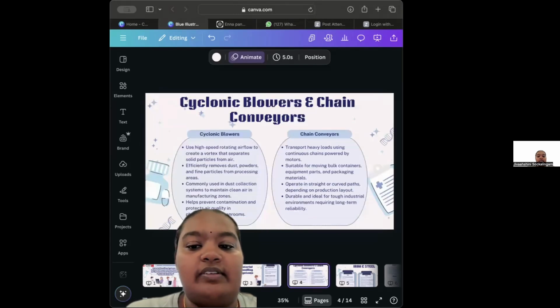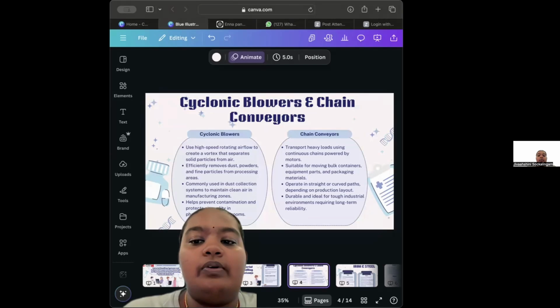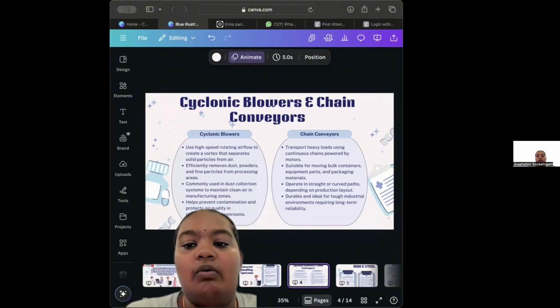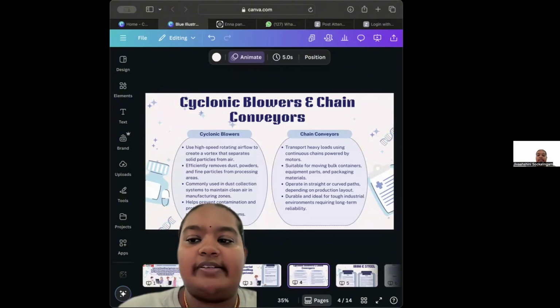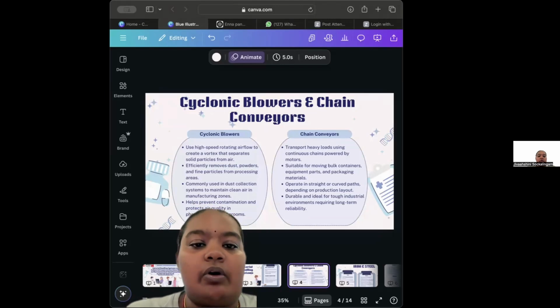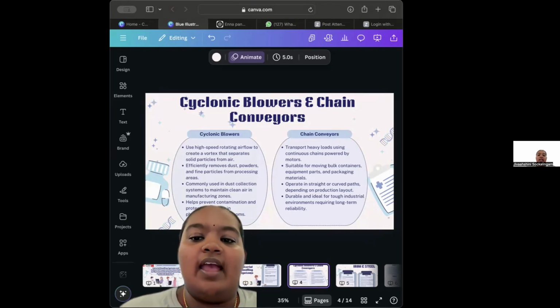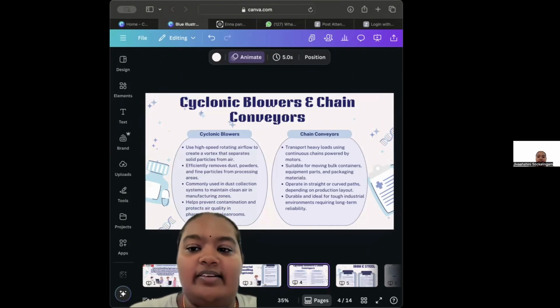So let's move on to the slide on cyclonic blowers and chain conveyors. We have two systems. Cyclonic blowers work by spinning air in a spiral motion, creating a vortex that separates dust and fine particles from the air. They are commonly used in dust collection units and air purification systems. Chain conveyors, on the other hand, are designed for moving heavy items using linked metal chains, and they are ideal for transporting large containers, machinery, or bulk material bins within the plant.